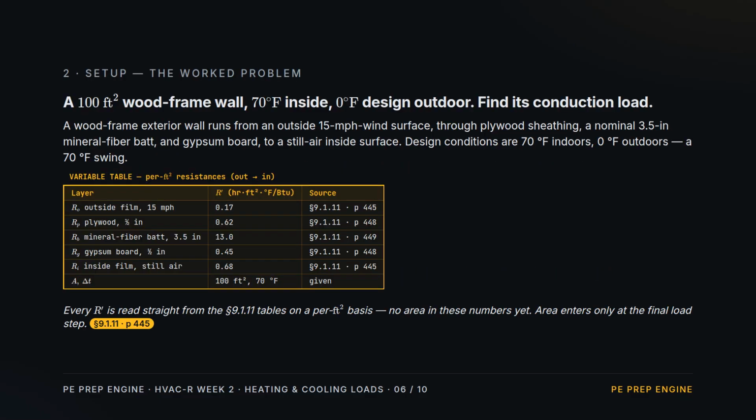Setup. 100 square foot wood frame wall. Outside wind film, 1/2-inch plywood, a 3.5-inch mineral fiber bat, 1/2-inch gypsum, inside still air film. 70 inside, 0 outside, a 70-degree swing. Each layer resistance comes straight off the handbook tables on a per square foot basis. No area baked in yet. Area enters only at the last step.